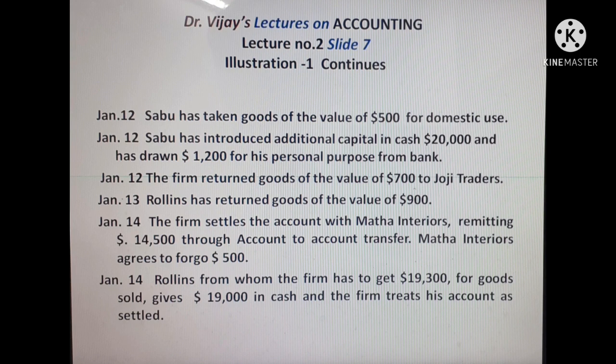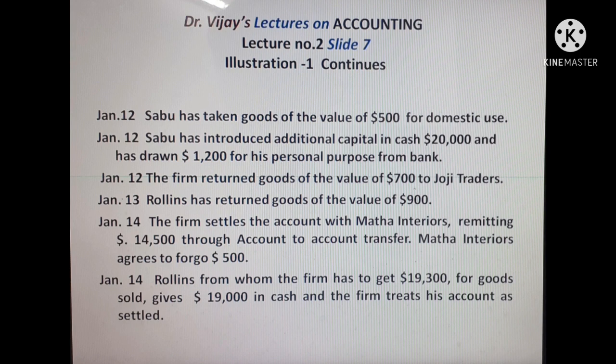personal purpose from the bank. On Jan 12, firm returned goods of the value of $700 to Joji Traders. On Jan 13, Rollins has returned goods of the value of $900. On Jan 14, the firm settles the account with Mada Interiors, remitting $14,500 through account-to-account transfer. Mada Interiors agrees to forego $500. We are earning a discount of $500.